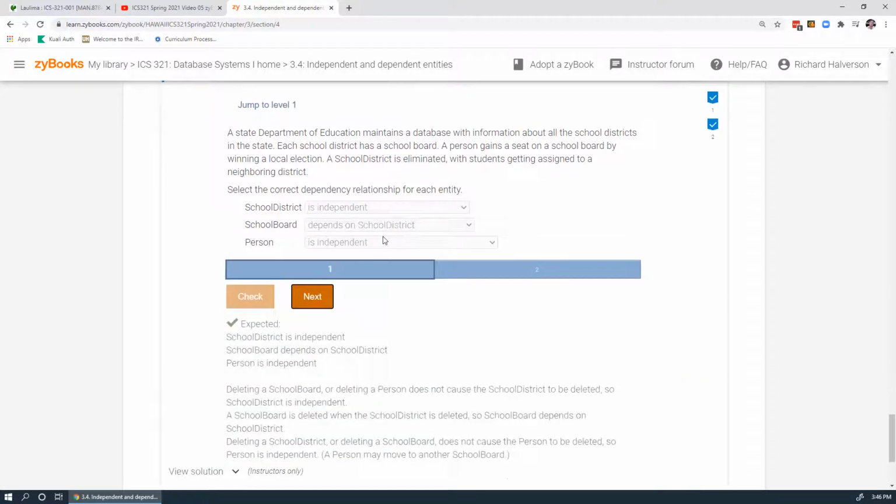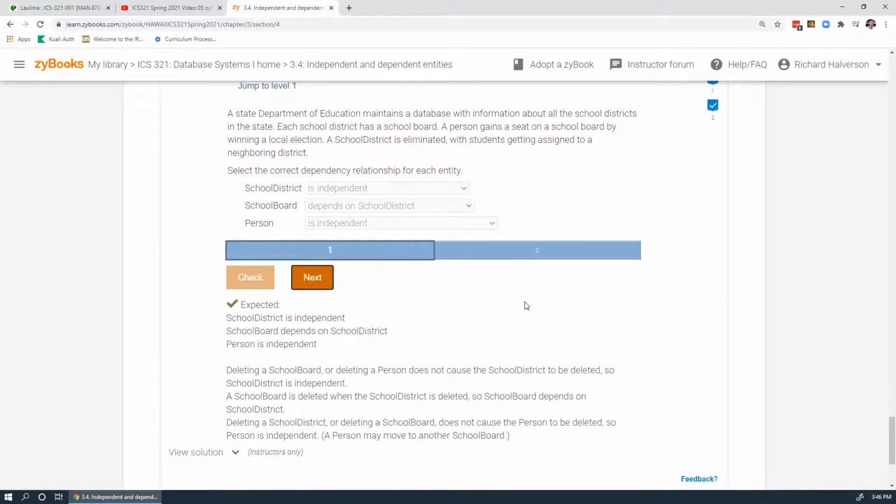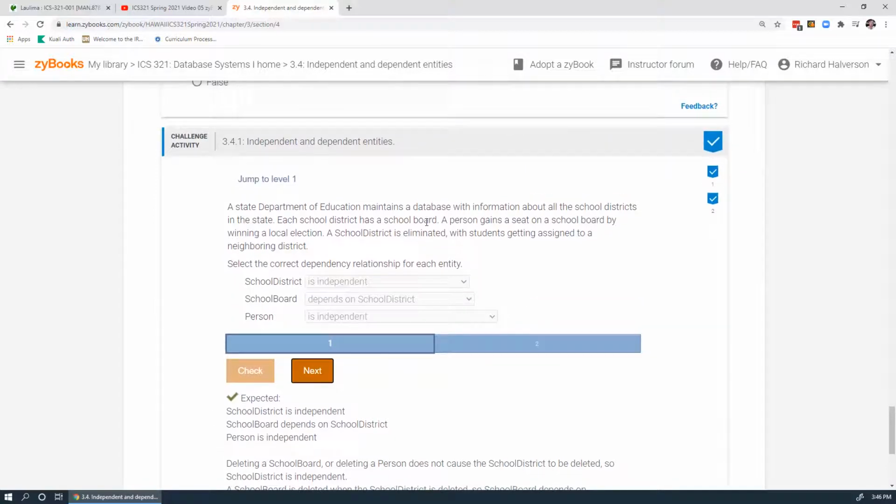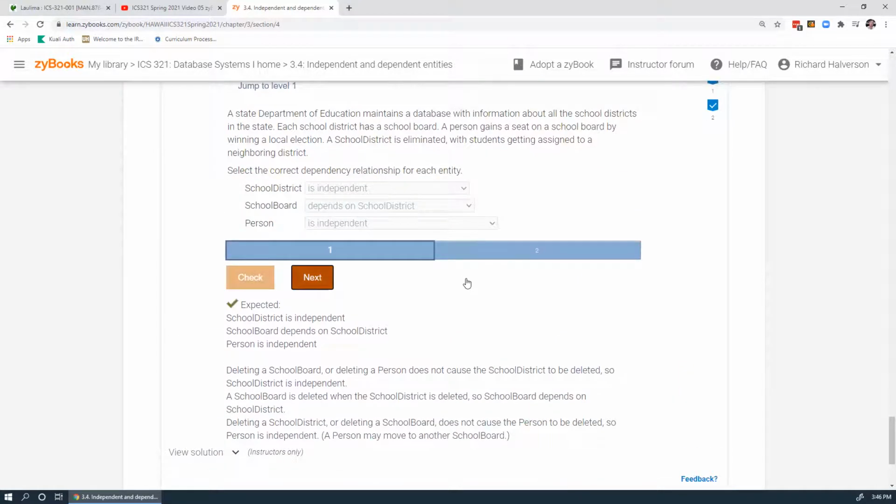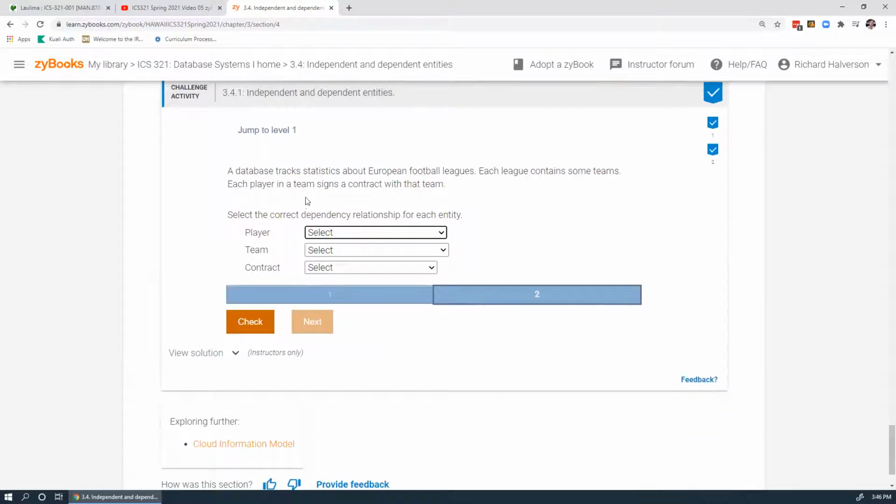Okay, so if you think about what happens if you abolish these things, the person still will exist, but the dependency will no longer exist, because the thing that is being depended upon is eliminated. Right. So you can continue with these.